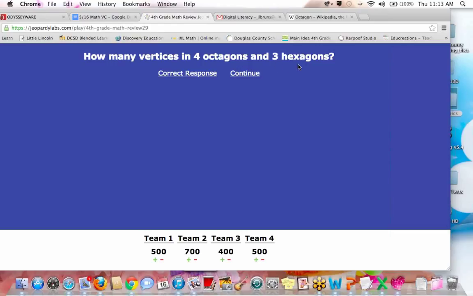Sorry. So what is 4 times 8? 32. Good. And then what is 6 times 3? 18. Good. So what's 32 plus 18? Good, Tyler. 32 plus 18, there should be a total of 50 vertices. Because remember we had 32 in the octagons and then we had 18 with the 3 hexagons. All right.